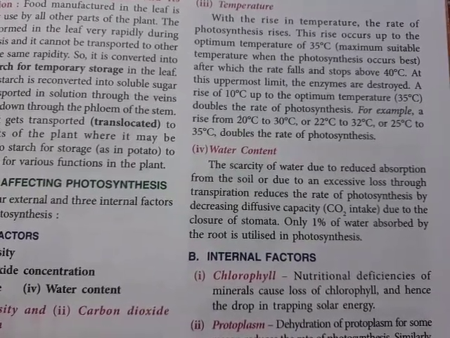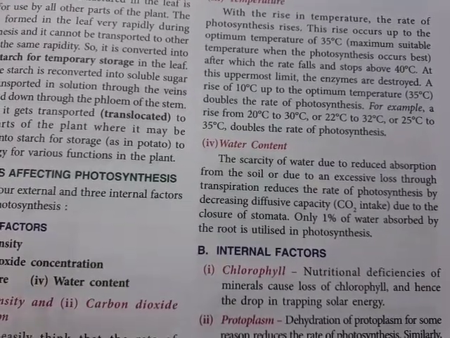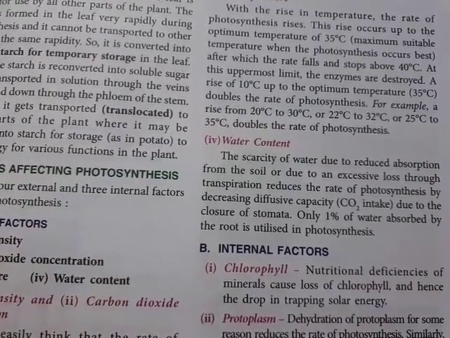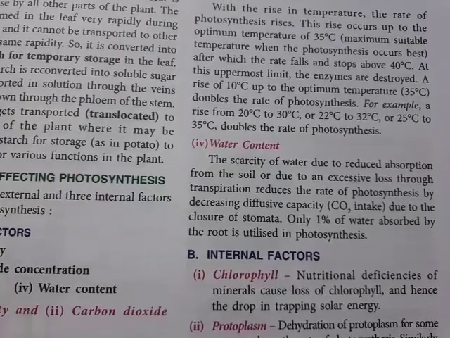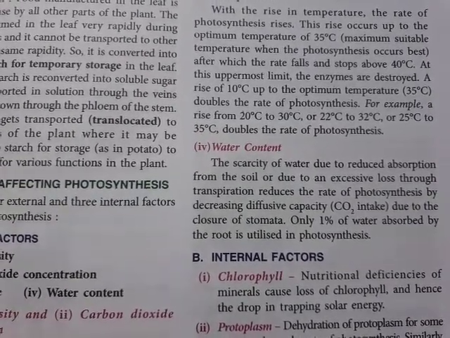Okay, and because of which, what will happen? The stomata will be flaccid, no opening of the stomata will be there, and then we can say that carbon dioxide will be less, and only 1% of water is absorbed by the root in the process of photosynthesis. Then I hope you understood.